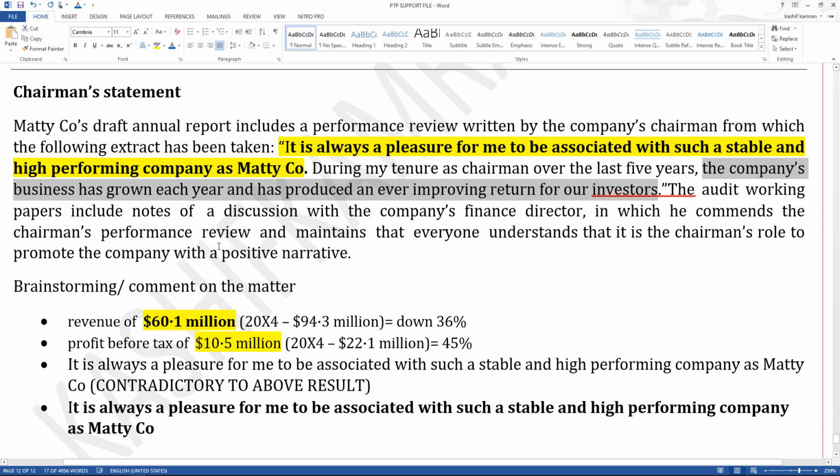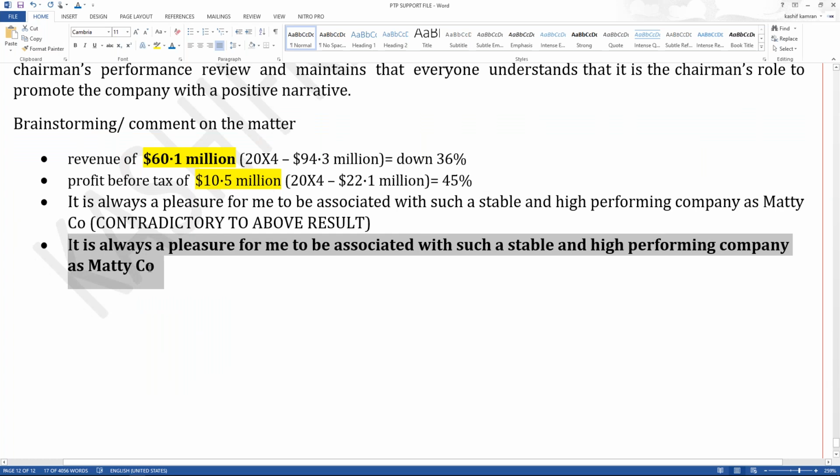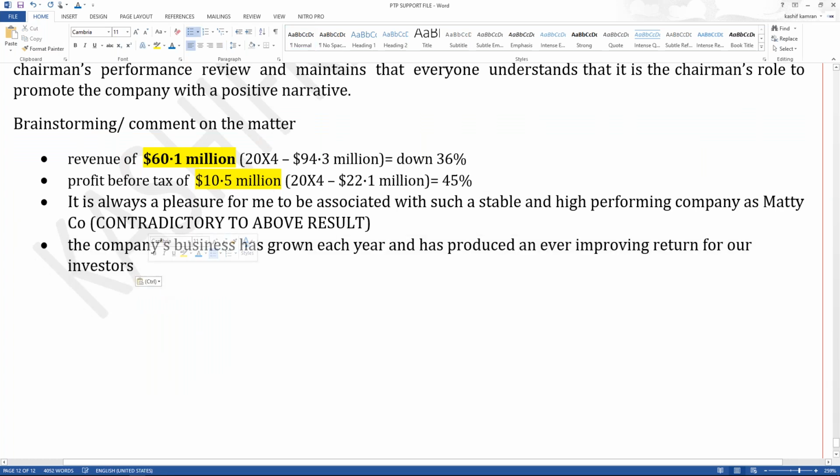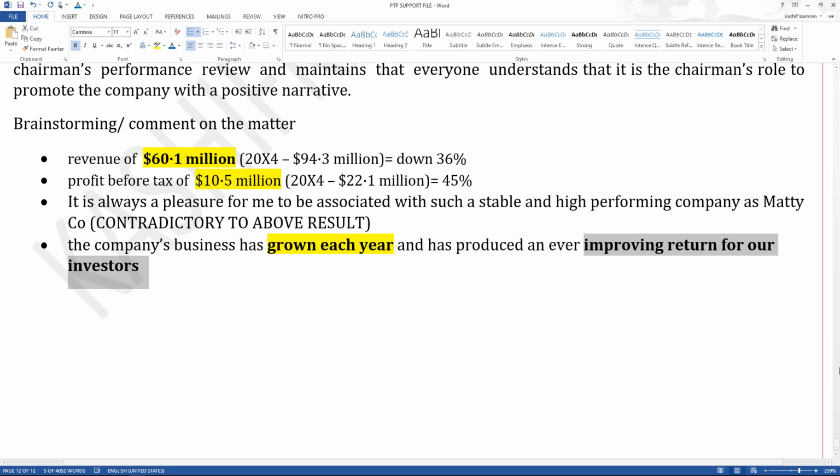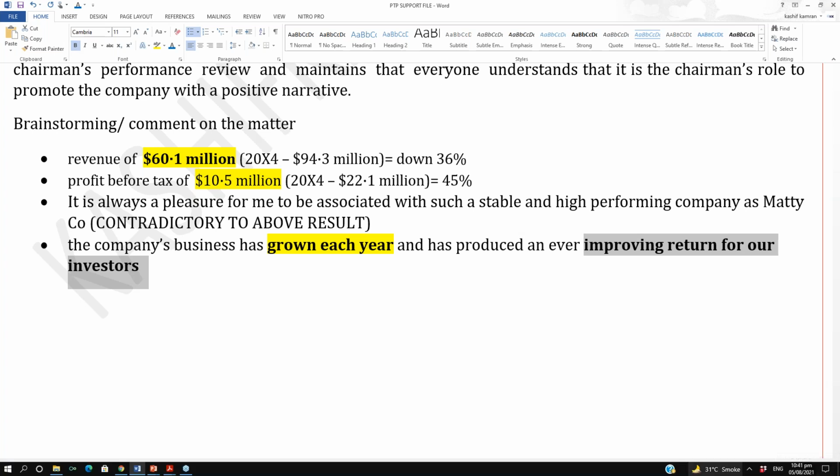Has it grown this year? The company business has grown each year. Has it grown this year? So is that like a contradictory statement? And has produced improving returns to investors. Profit has gone down by 45%, and the chairman is saying improving return for investors.